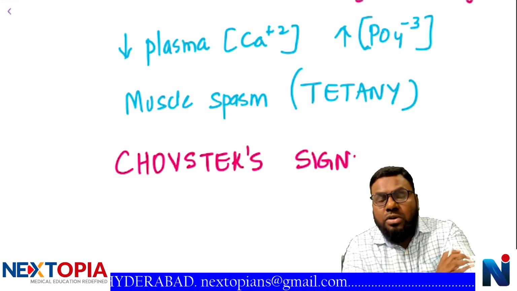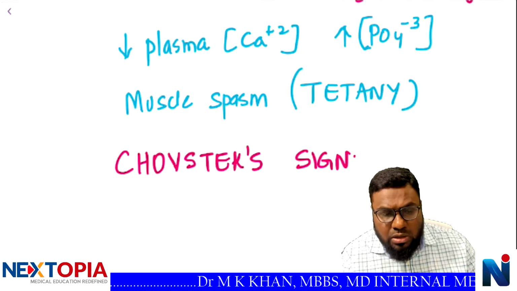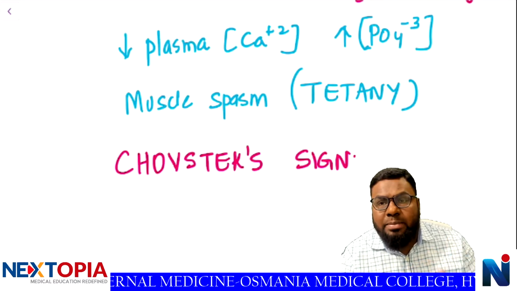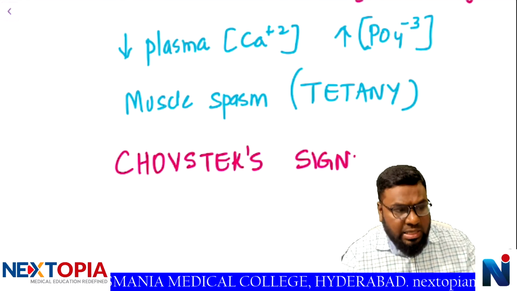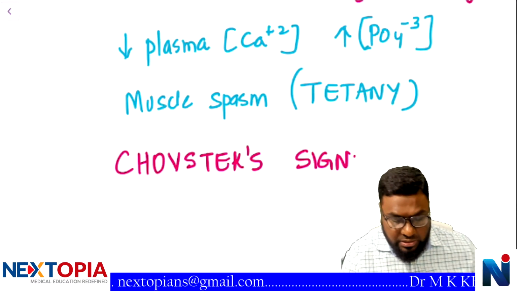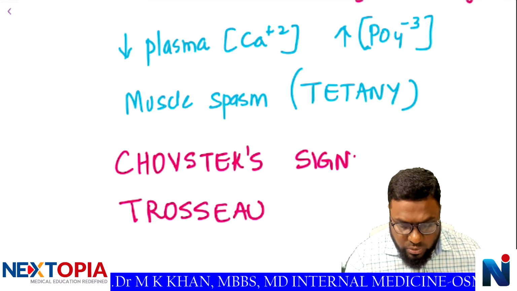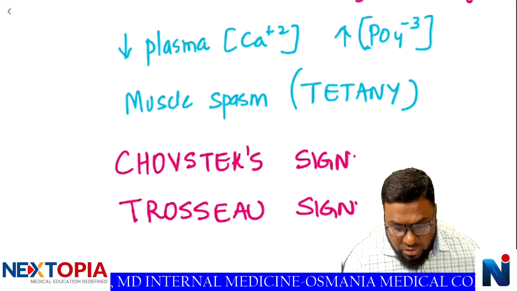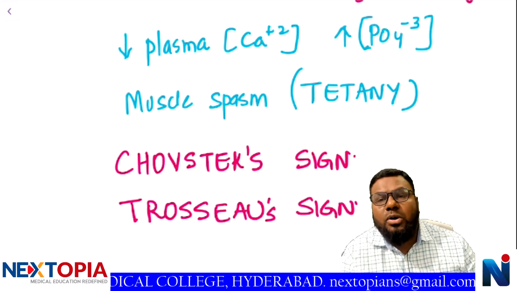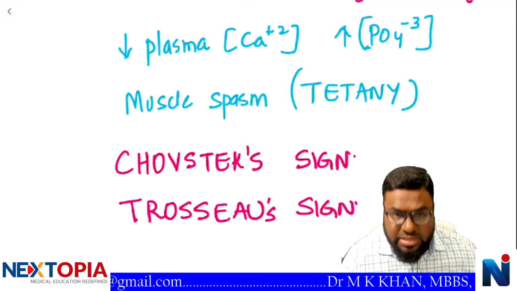You tie a BP cuff onto the patient's arm and inflate it up to 20 to 40 millimeters of mercury more than the systolic blood pressure, and you leave it like that for a few seconds. The entire arm and hand undergo spasm. We call it carpopedal spasm. This sign is called Trousseau sign. These are the two important signs of hypocalcemia: Trousseau sign and Chvostek sign.